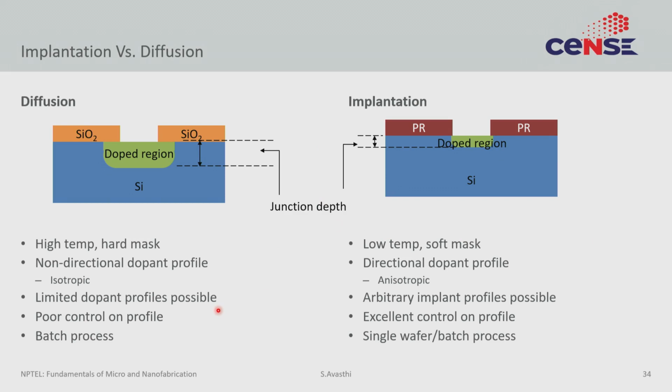Then there are a limited number of dopant profiles possible in diffusion. You can get something between an error function or a Gaussian, but getting a uniform profile is very hard in diffusion. In implantation, because you can create arbitrary profiles by just doing a series of implantations, it is a little more flexible. It is very hard to exactly control the doped profile in diffusion.